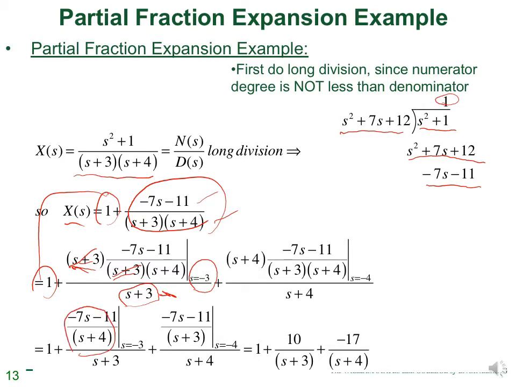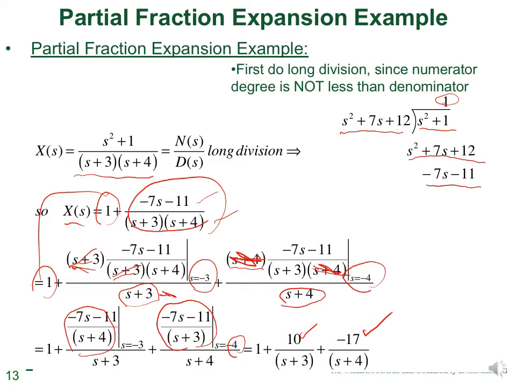Same thing for the s plus 4 term in the partial fraction expansion. I multiply by s plus 4 up front, and that's going to cancel these two here. Then I'll have minus 7s minus 11 over s plus 3. Since I was using the s plus 4, the pole location is at minus 4, so I do the substitution on that. Once I have the cancellation of these two terms up front, that leaves me with this term below, where we replace the s's by minus 4. Once I replace the s's by minus 4, I get 10 over s plus 3 and minus 17 over s plus 4. So this is the partial fraction expansion.